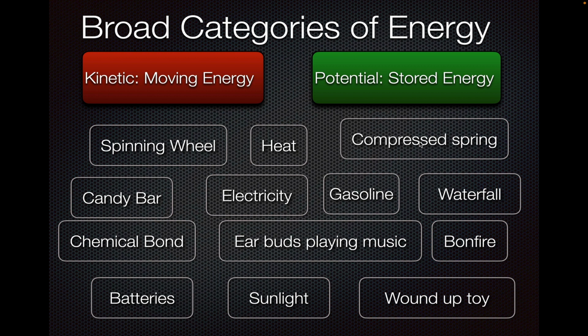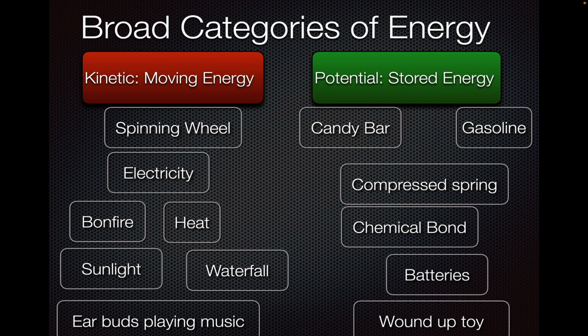So pause the video, try to figure out which one's which, and then start again. Okay, assuming you paused it, we'll just hit a button here and we'll rearrange them, and you can see where they land. Did you get them all right? Did you not?